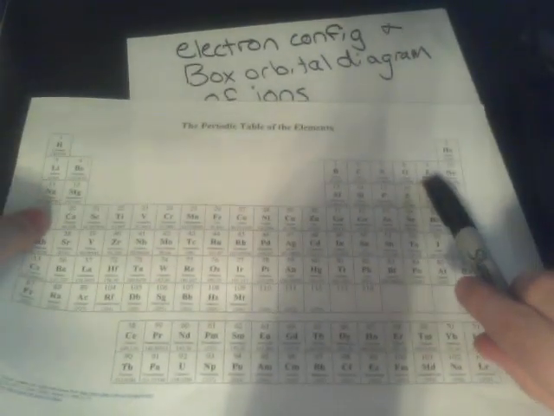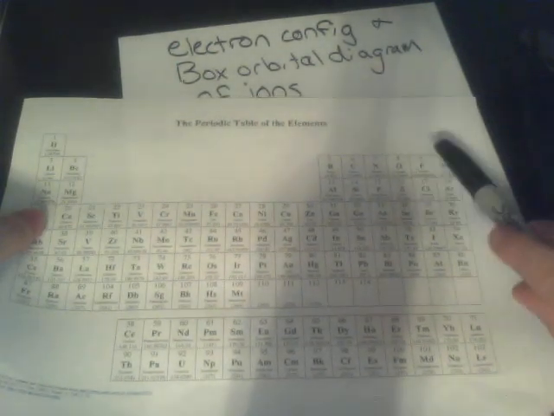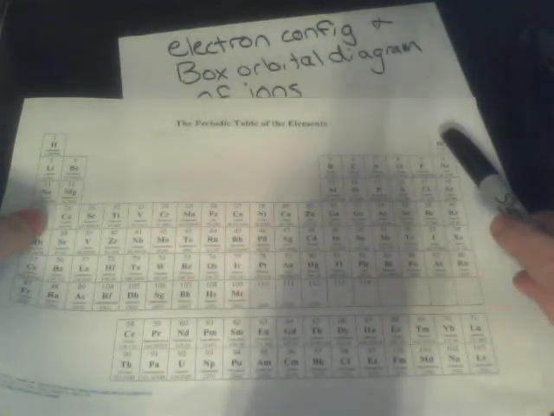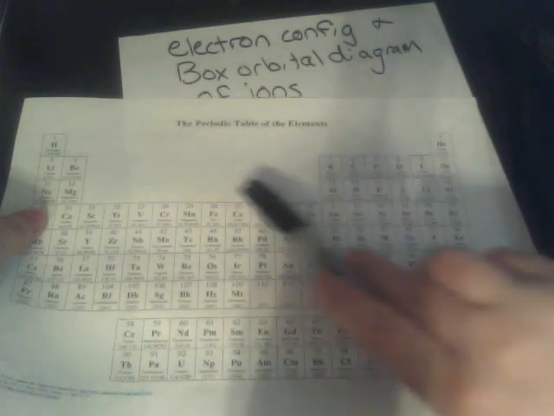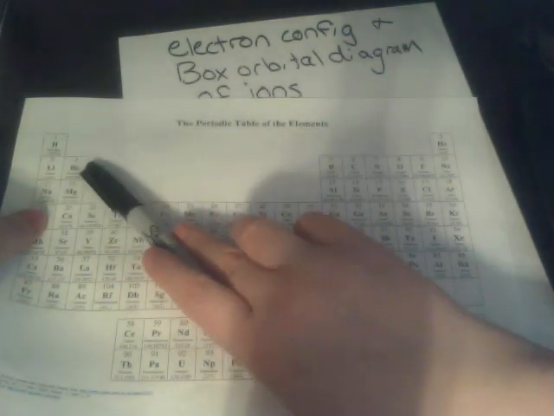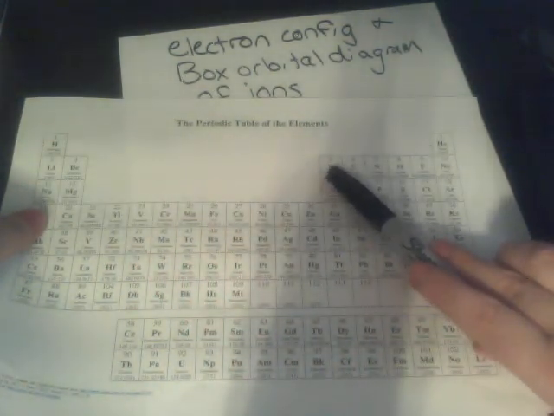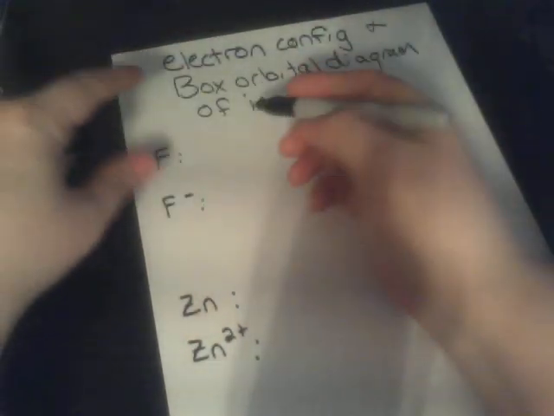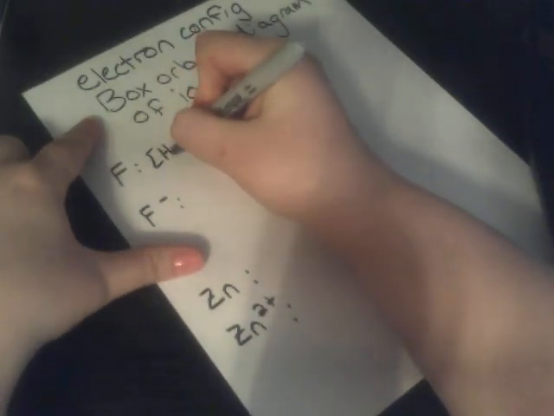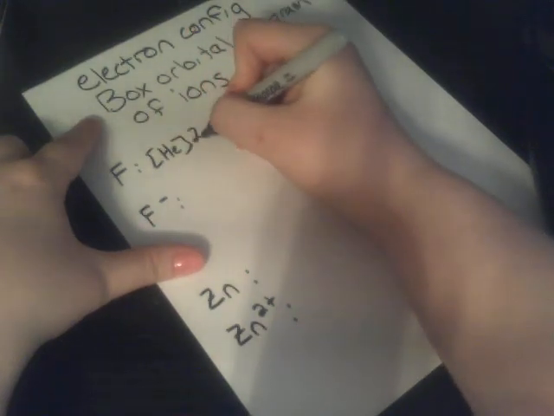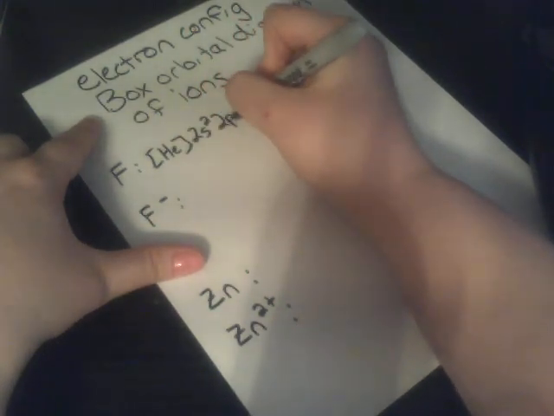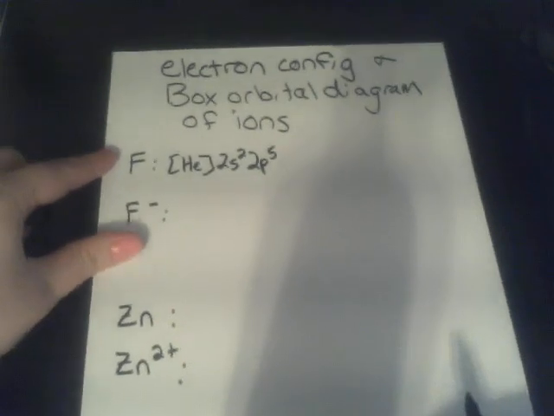So F appears in the second energy level, so helium is the noble gas that we'll cite, and then it looks like it's 2s2, 2p5. So helium, 2s2, 2p5. That's where we're at with this.